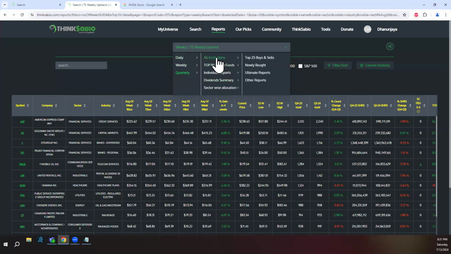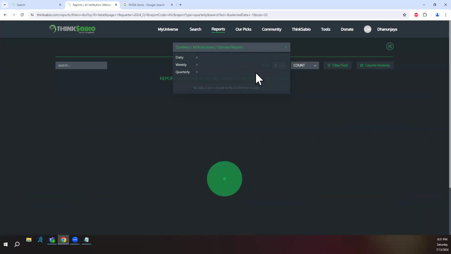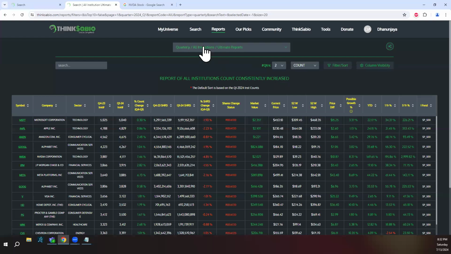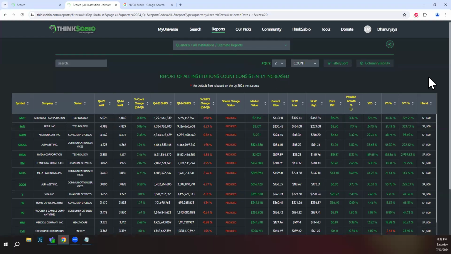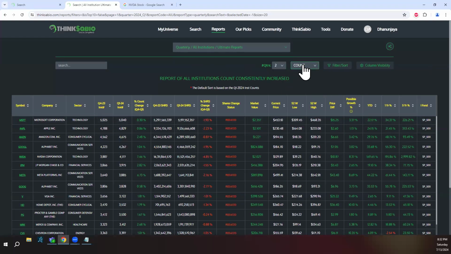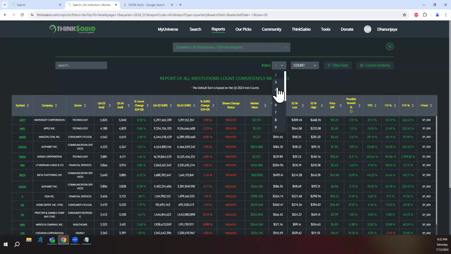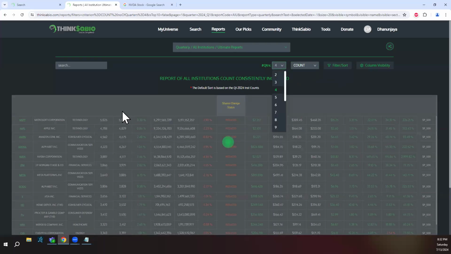Out of that, the one I love most is the all institutes ultimate report. Based on all the 7,000 institutes and their investments, some of the reports were made. When you go there, what this report means is that counts have consistently increased. I gave 2 quarters in counts. Since 2 quarters, a consistent increase has been there. If you see here, 2 quarters, a consistent increase is there. Let's just make it 4 quarters, so you would understand.